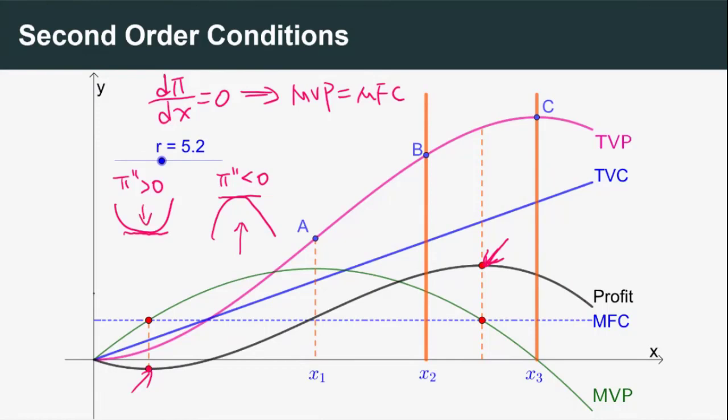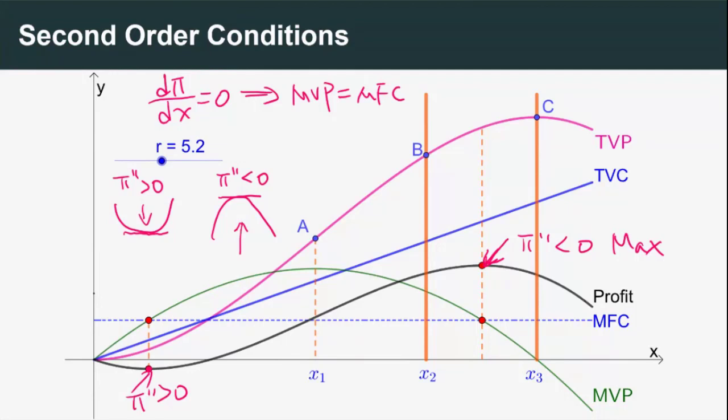So if we get our first order condition and we further calculate the second order condition, we can find out that at this point, the second order condition is greater than 0. We can say, oh, that's a minimum, not a maximum. And at this point, the second order condition is smaller than 0, and this is truly the max profit, which is what we are interested in.